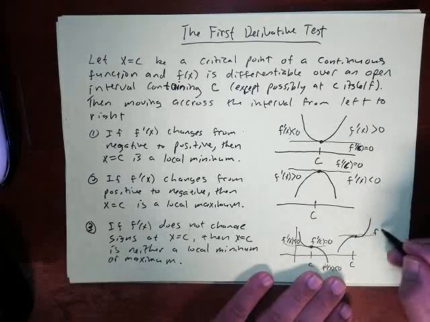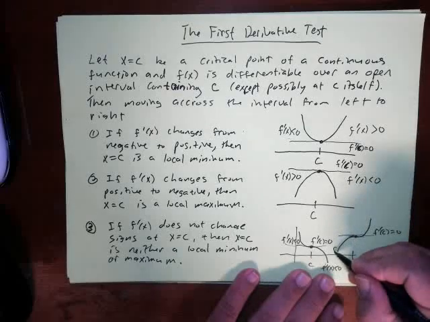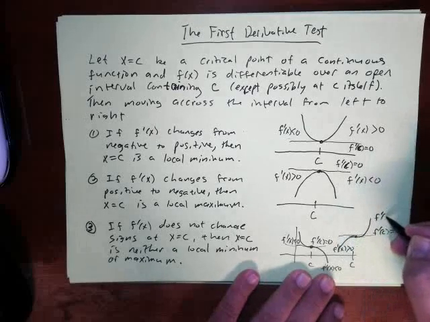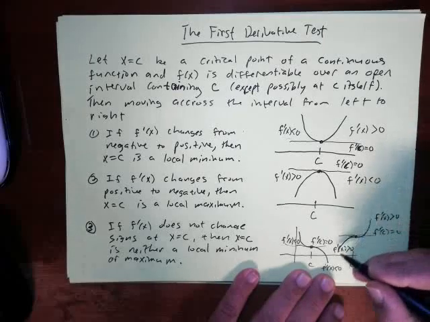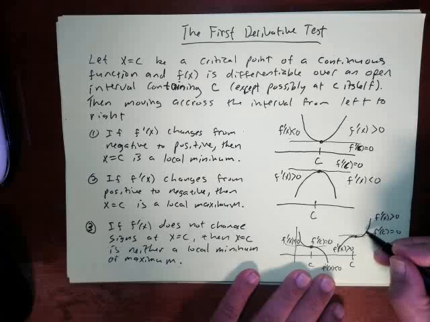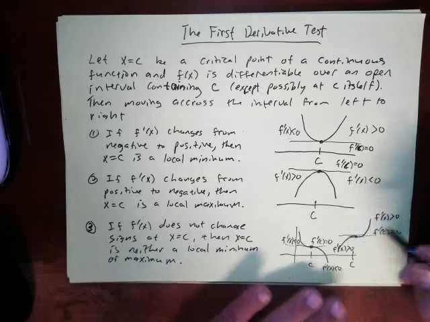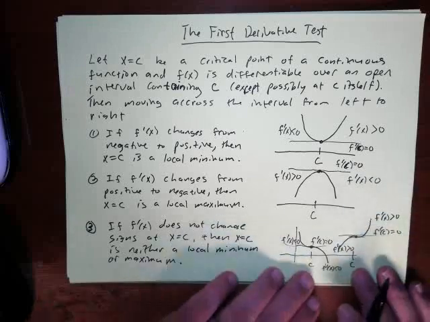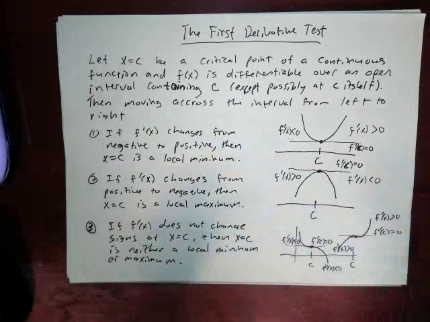I'm sorry, at C it is 0, but on this side f prime of x is greater than 0, and here it's still greater than 0. So it's increasing, it does flatten out, but then it just goes and increases again. In other words, if the sign does not change at C as you go from one side of C to the other, then it's neither a min or a max.